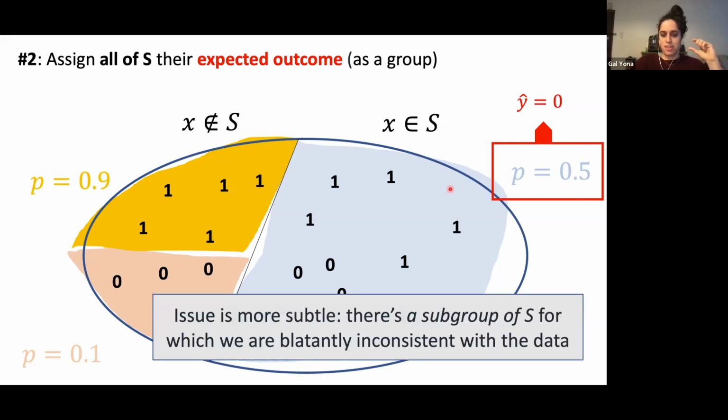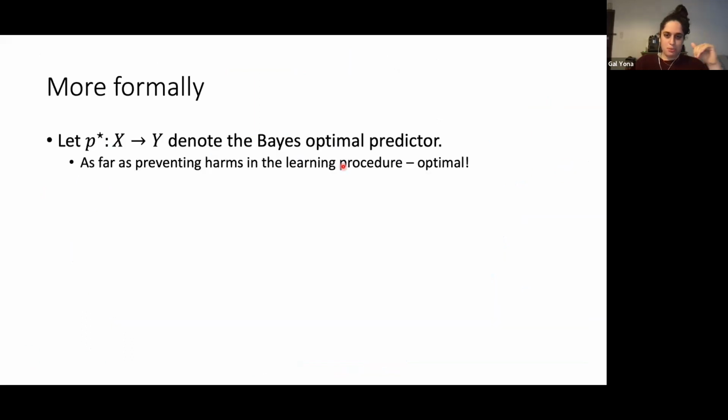So here the issue is, as you can already see, a bit more subtle. This notion of consistency with the data that I discussed before is okay here, but there's a subgroup of S. Maybe I can draw a subgroup around these people, and for them there's still this blatant inconsistency. They have a high conditional outcome, but I'm still giving everyone a prediction of a half. So in this sense, this example is a bit more complex than the first one. I'll revisit these examples, but let's set up some additional notation.